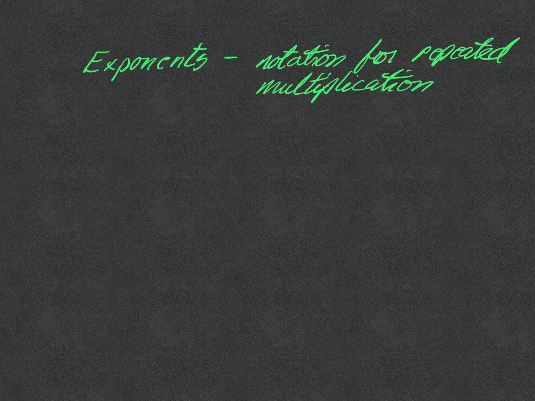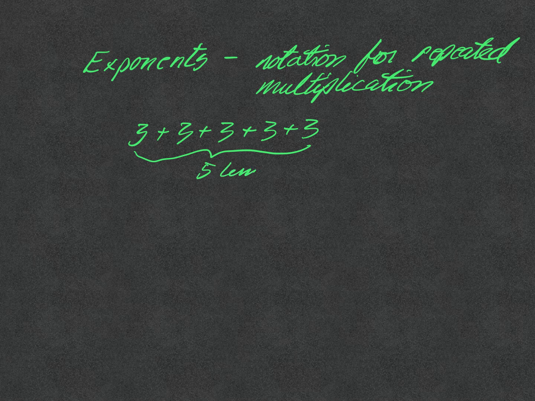Next slide. So what's an exponent? An exponent is a notation that we use to indicate repeated multiplication. So if you'll remember, if we have something like 3 plus 3 plus 3 plus 3 plus 3, where we have a repeated addition, because we're doing that 5 times, we can shorten this notation by writing 5 times 3. All right? And that's what multiplication is. It's repeated addition, and it's a shortcut to write repeated addition.